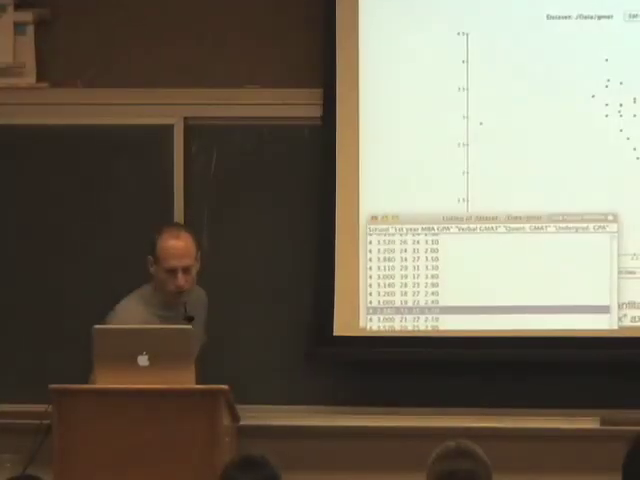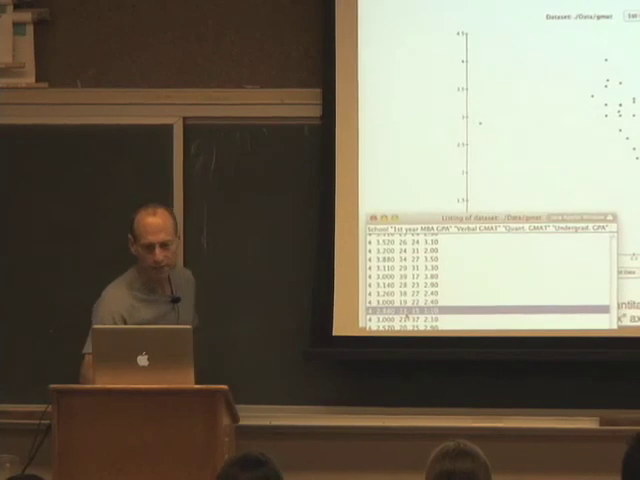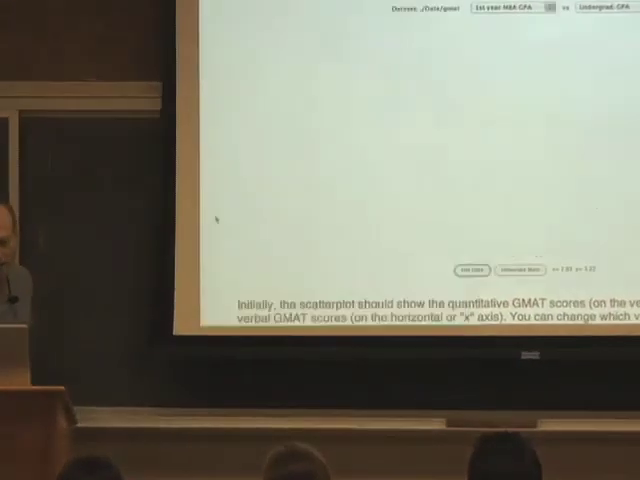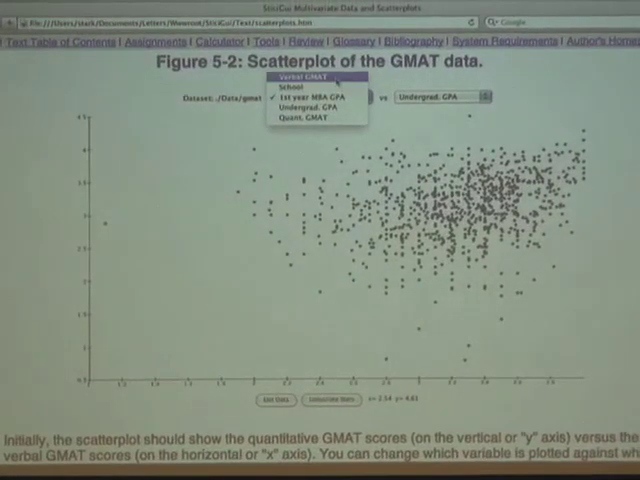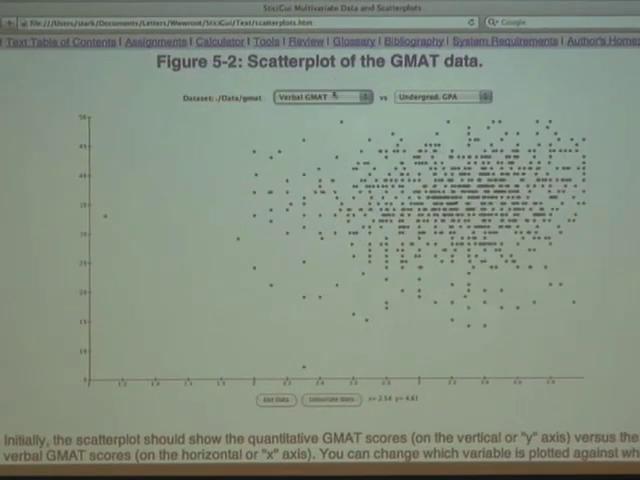Okay, so now we've got this person selected, and we can actually change the variables that we're displaying. So let's look at what their verbal GMAT score is. Okay, this red square here is called the point of averages. And the coordinates of that point are the average of what's being plotted on the x-axis versus the average of what's being plotted on the y-axis. Okay, it's not a datum, it's the averages.